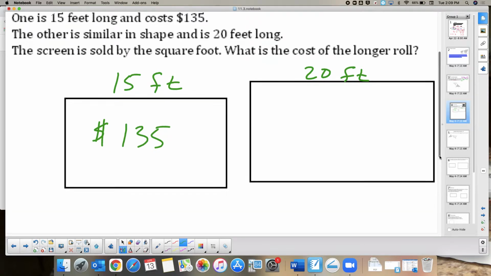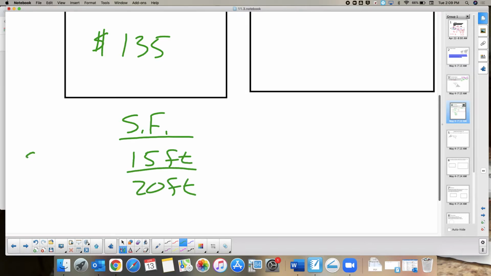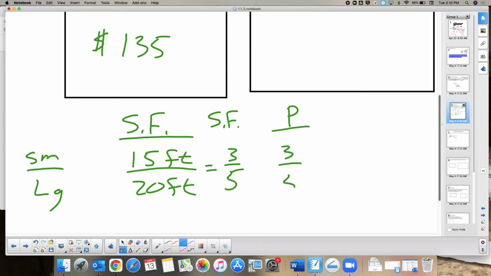So right now we know our scale factor. Our scale factor is 15 to 20. Now keep in mind we were doing the small to the large here then. We do it as 15 to 20. 15 to 20 reduces to 3 to 5. So there's our scale factor. The ratio of your sides is 3 to 5. The ratio of our perimeters would also be 3 to 5.